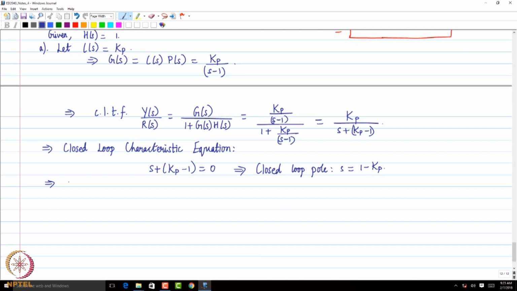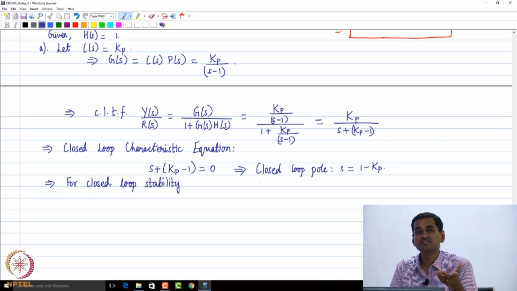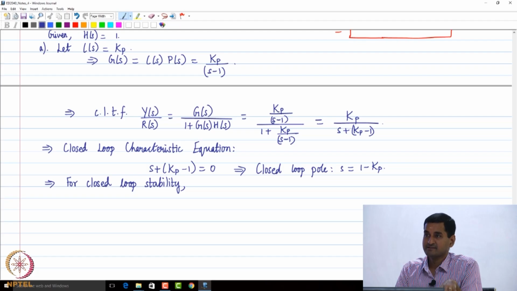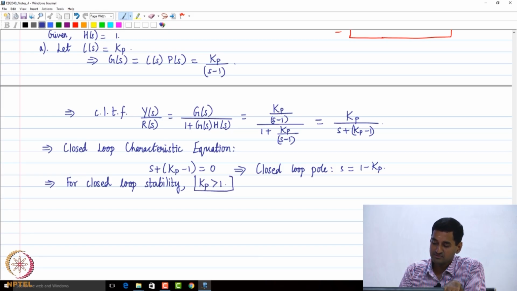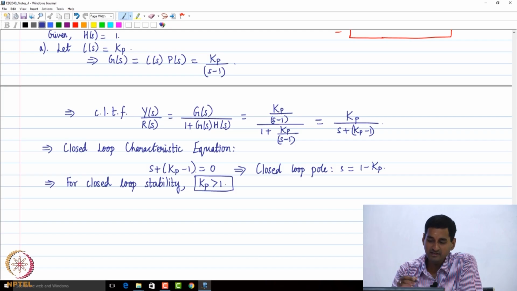Okay, so this implies that for closed loop stability, in other words, stability of the closed loop system, what should happen? I want all my closed loop poles to be strictly in the left half of the complex plane. There is only one pole, and obviously it is a real number because Kp is a real number. I want that to be on the negative real axis. So, when will that be negative? Kp is greater than 1. So, we have found the range of Kp which will achieve stability of the closed loop system. This is a very simple example.